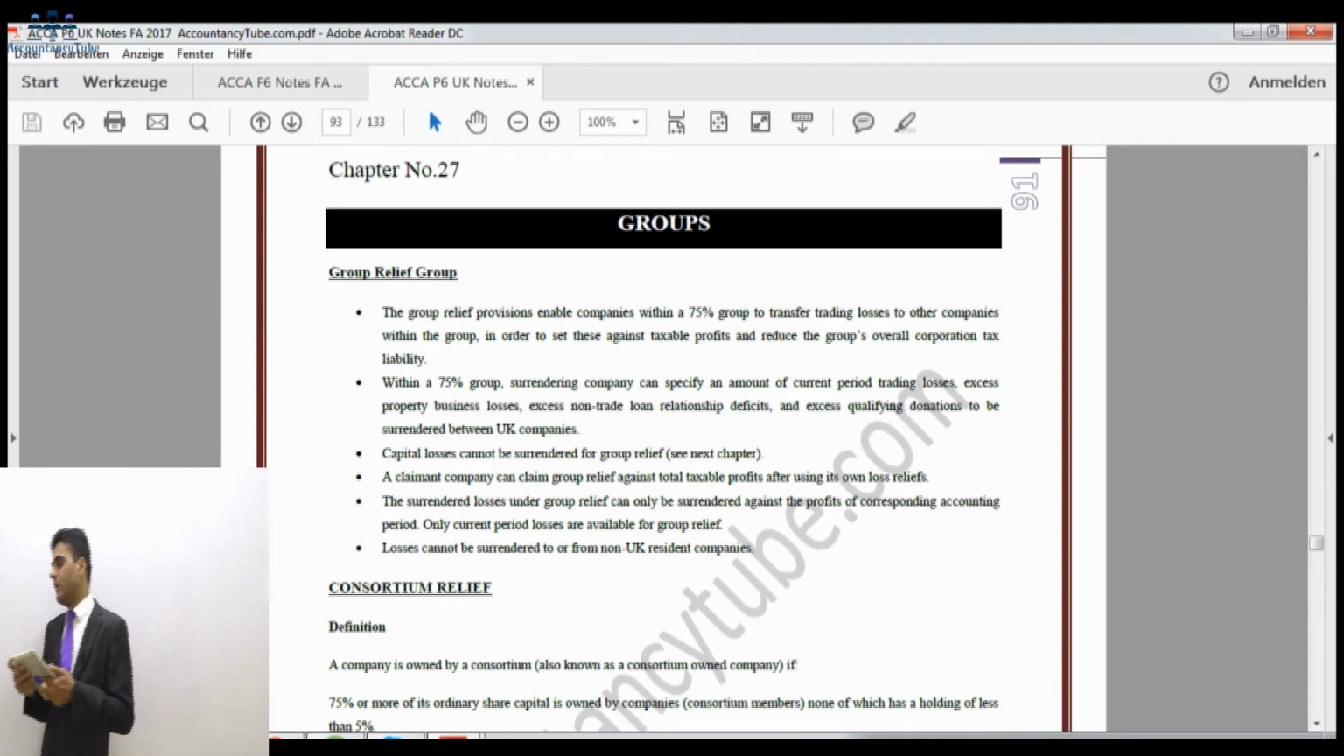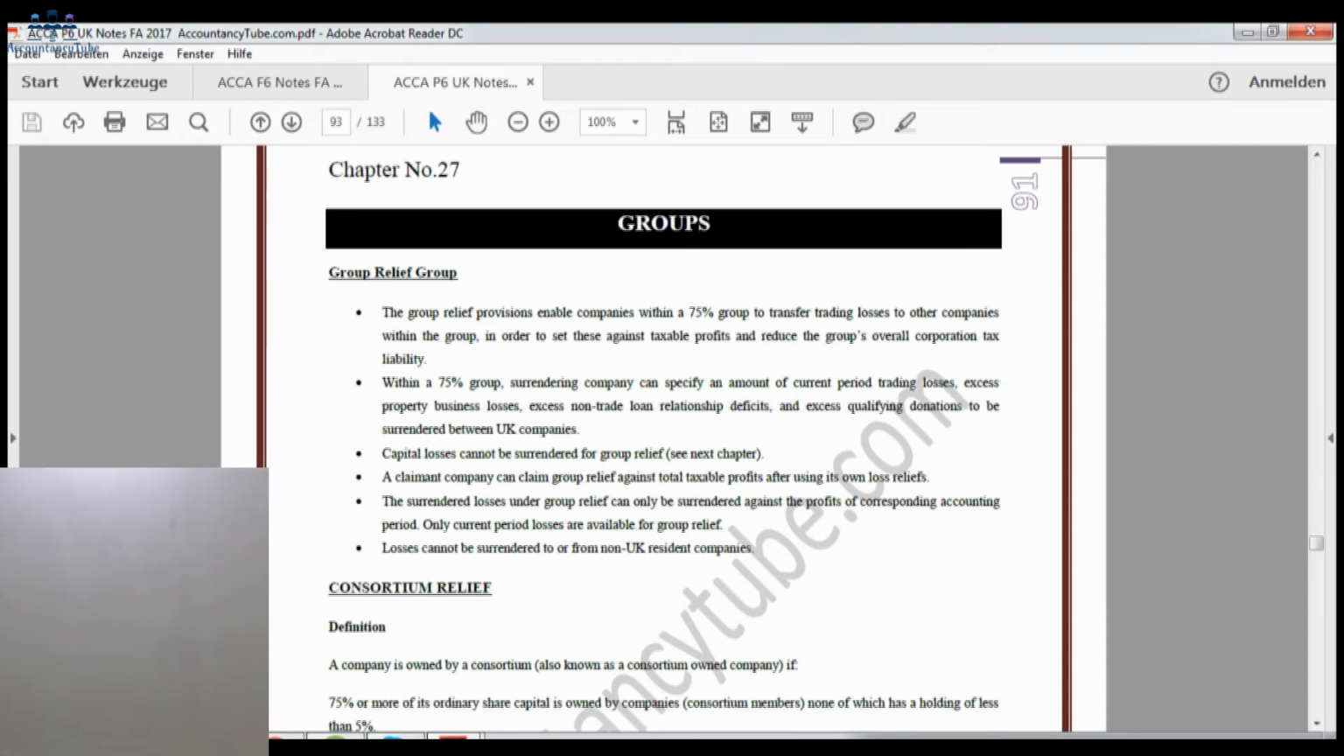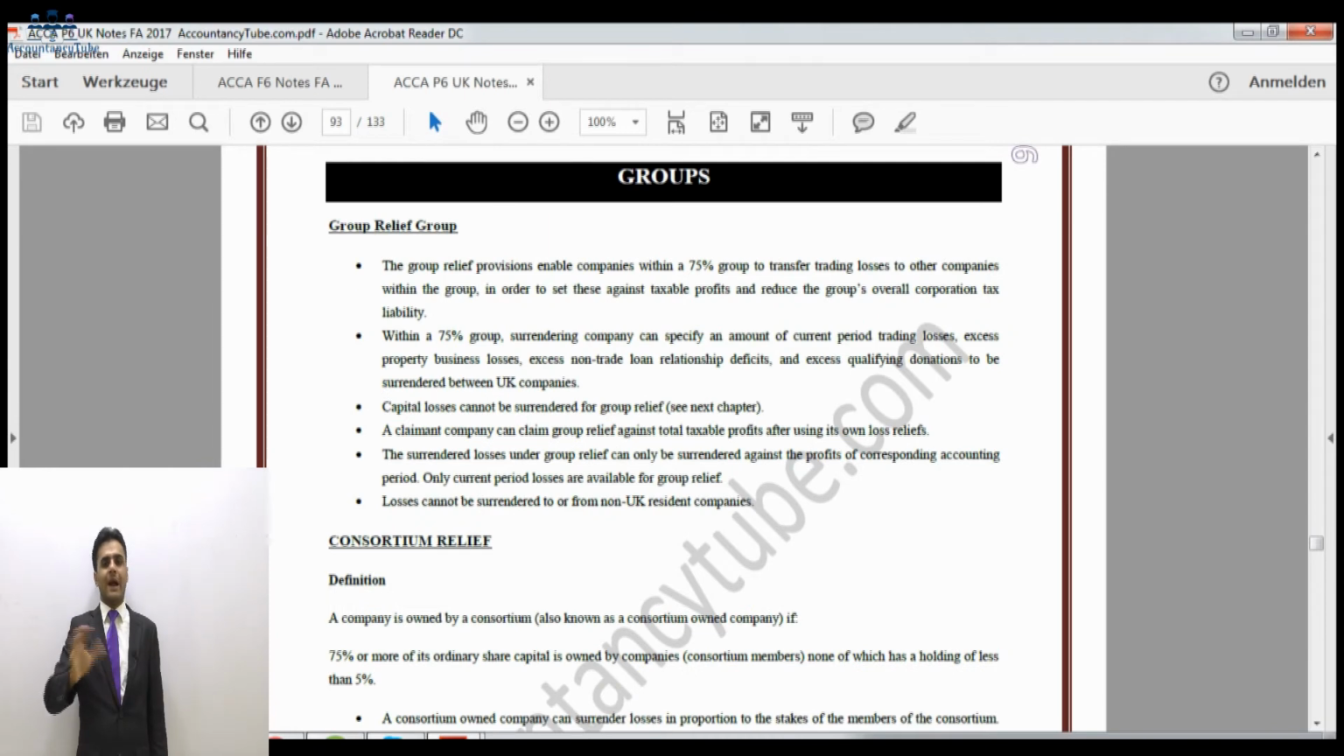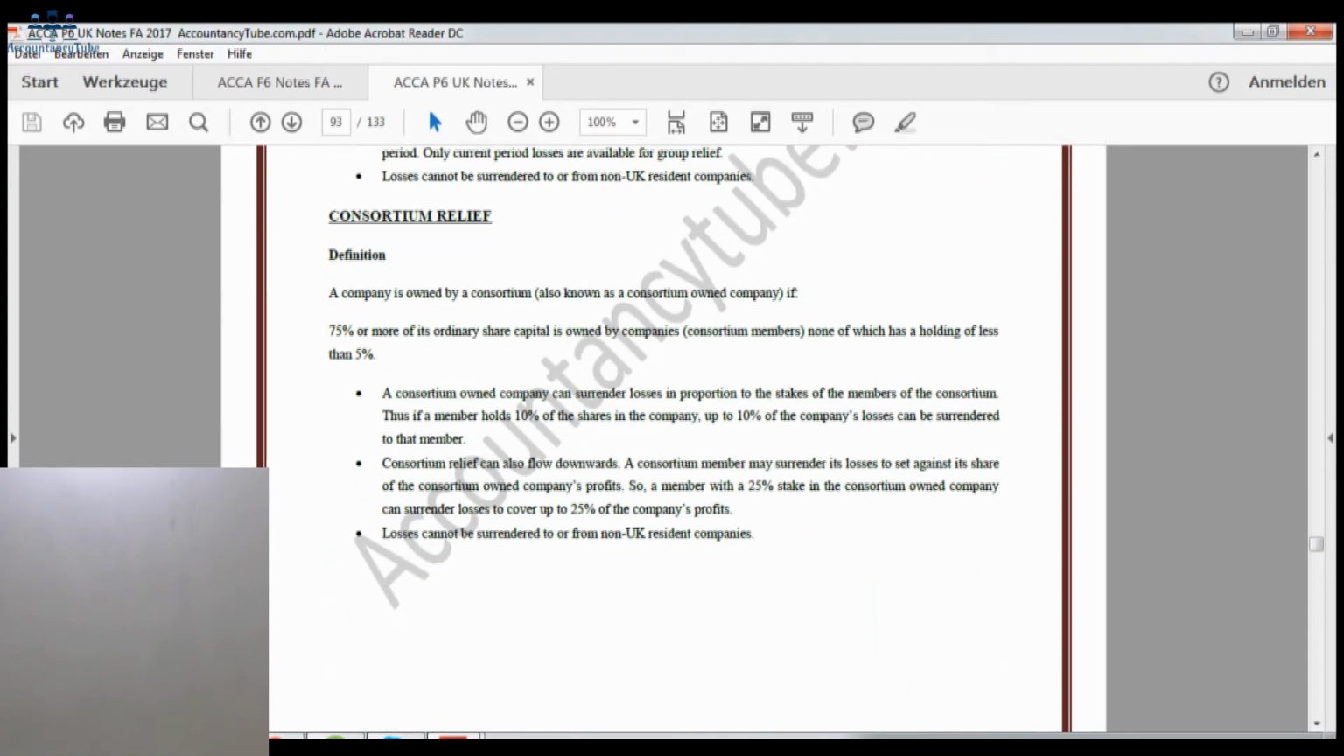So a consortium company is a company which has 75% or more owned by other companies, and none of them own less than 5%. In that case, whatever their ownership proportion is, loss can be relieved according to that proportion, and loss can be set off the other way around as well. So the consortium-owned company and consortium members can set off against each other according to their own shareholding. Right? We will do one question about consortium as well anyway.